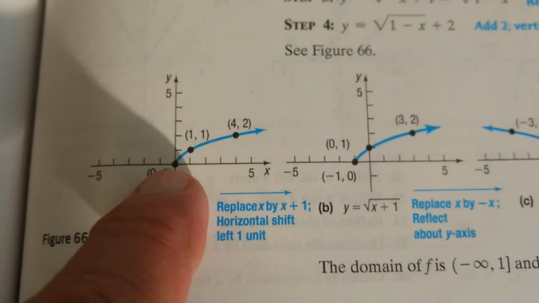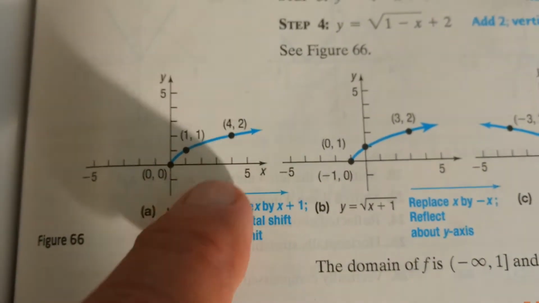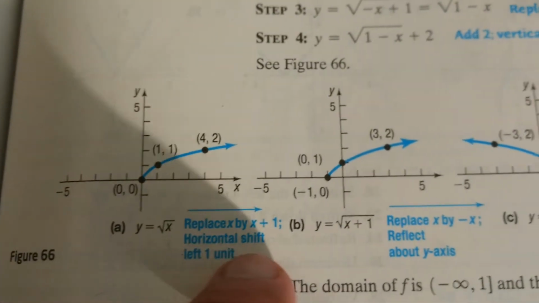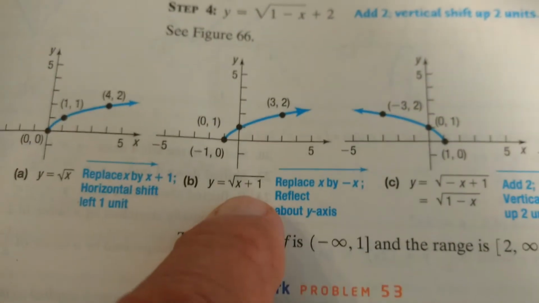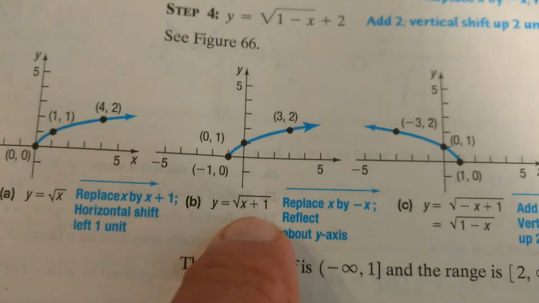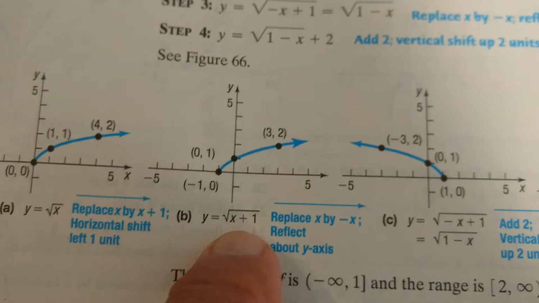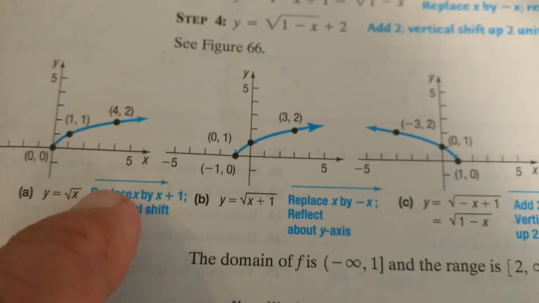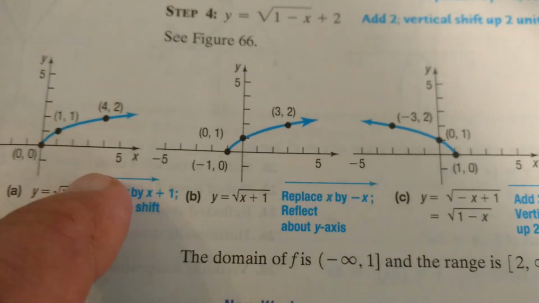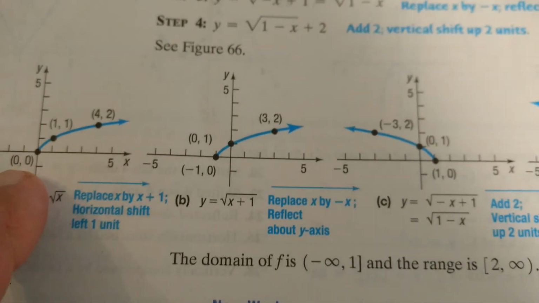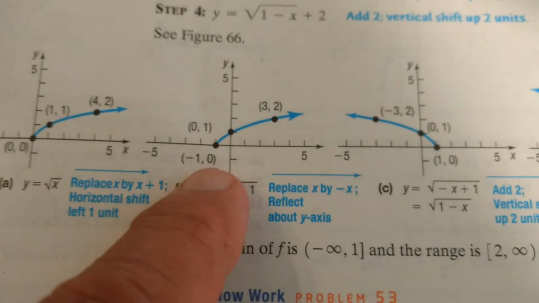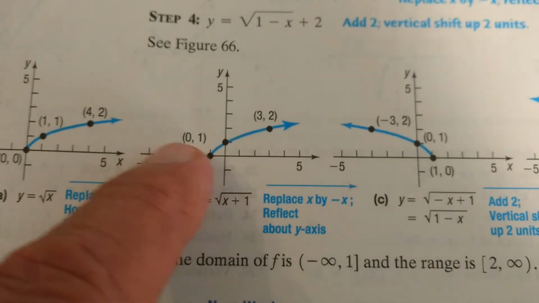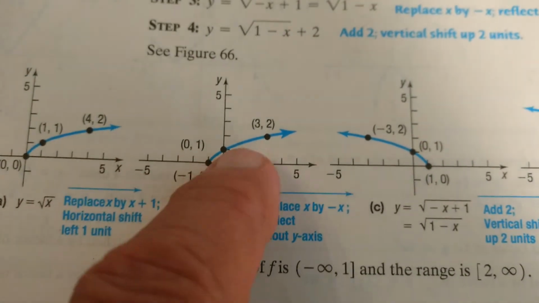And so here we have our (0, 0), our (1, 1), and our (4, 2). So this is the parent function. First thing we deal with is the plus 1 inside the square root. Well, the plus 1 in the square root is really a minus 1. So what we're going to do is subtract 1 from all the x's. So when I subtract 1 from here, that (0, 0) becomes (-1, 0). Subtract 1 from here, that becomes (0, 1). Subtract 1 from here, that becomes (3, 2).